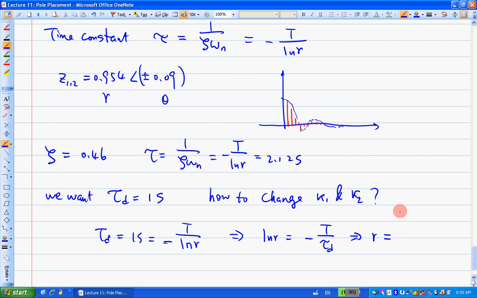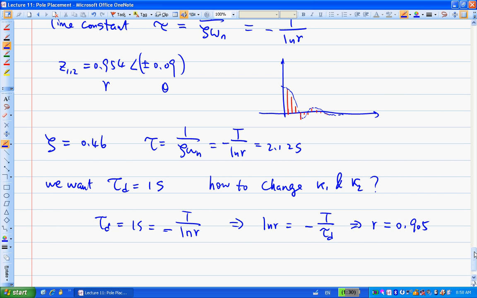So R is 0.905. R is different now. It's slightly smaller, right? Does that make sense? Your original R is 0.954, which is closer to the unit circle. Right now R is closer to where? To the origin, right? And the closer to the origin, the faster the response is going to be.